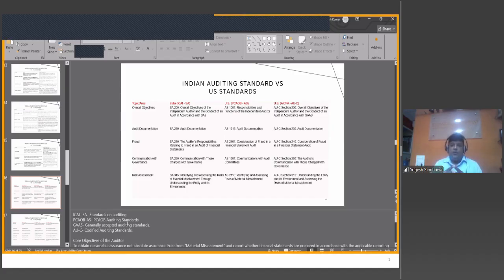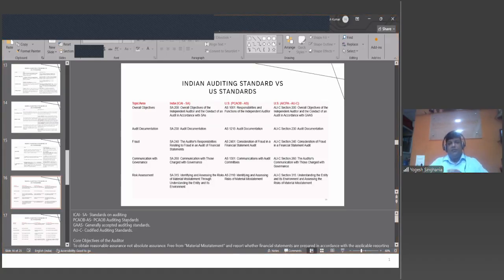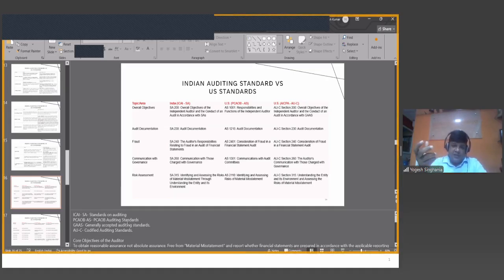Similarly, the US also has similar objectives. They have more defined the role of the management, specifically in public companies. Maintenance of internal control and operating effectiveness of the internal control is also the responsibility of management because of the PCAOB standards. Audit documentation, like we need to have a permanent file and current file. We need documentation which shows the nature, timing, and extent of audit procedures. The same is the case in the US auditing standard. We need to make sure that the audit evidence supports our audit conclusions.